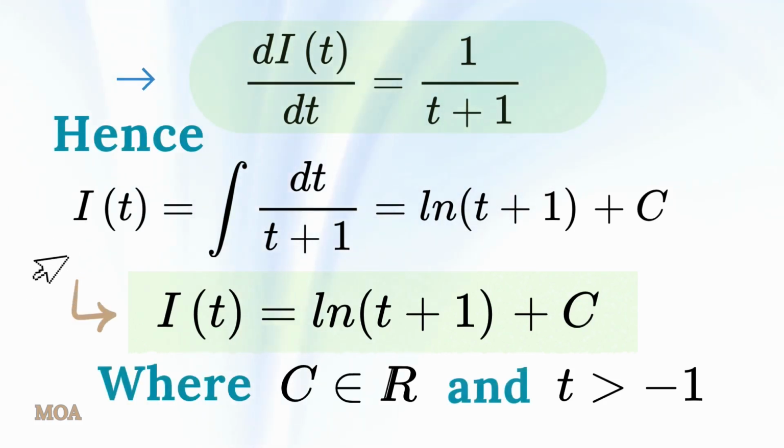Now, to determine the expression of the function I of t, we integrate I prime of t with respect to the parameter t. This equals the integral of 1 divided by the quantity t plus 1 with respect to t. This yields I of t equals the natural logarithm of the quantity t plus 1 plus c, where c is a real constant of integration, valid for t strictly greater than -1.